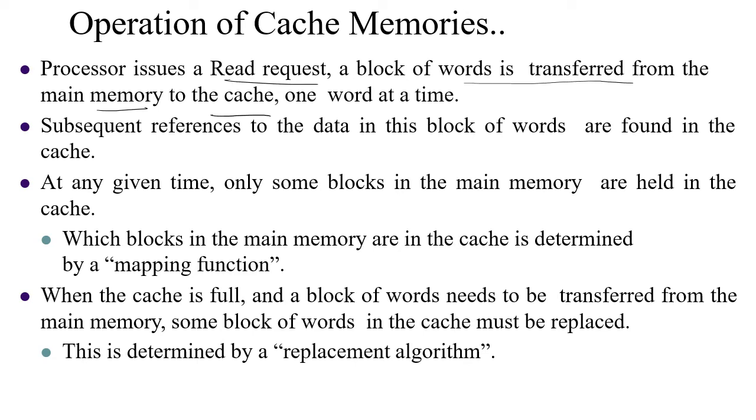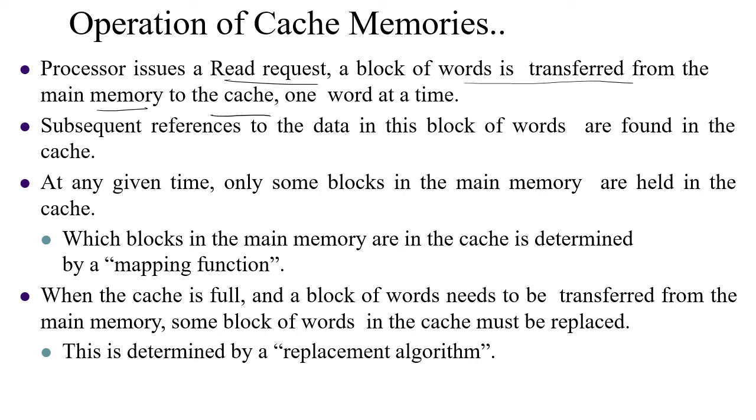So who will decide which blocks in the main memory are in the cache? When we refer to the cache memory, we say that a copy of what is present in the main memory is pasted into the cache memory. That means the original copy will not be disturbed. The original copy remains in the main memory itself.